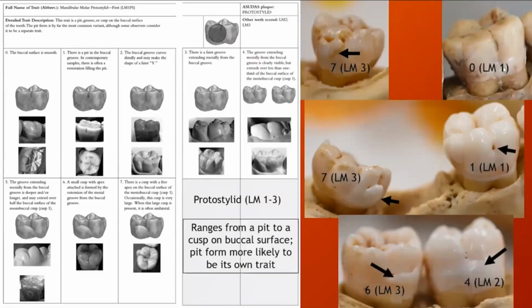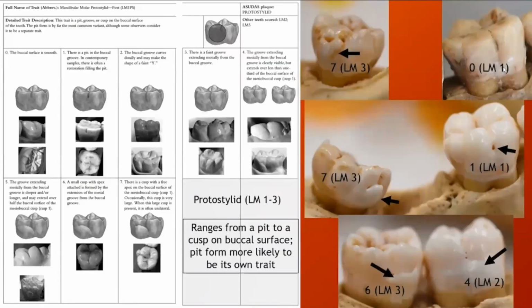Now, what's interesting is that the pit form of protostylid is very likely its own trait. There have been some studies that look into it within Native American and Latinx or Hispanic groups, and that seems to be the expression that starts to distinguish some of these populations from other groups. There are low grade frequencies of this trait in many groups, but that pit form is at its highest frequencies in groups out of North Asia. So, like I said, our Native American and Latinx or Hispanic groups.